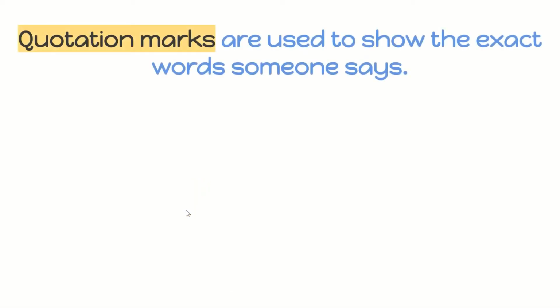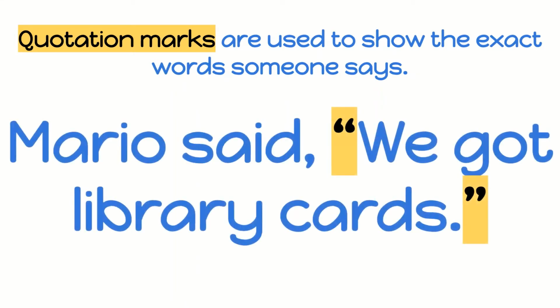The first is that quotation marks are used to show the exact words that someone says. They only go around the words that a character is saying. For example, Mario said, "We got library cards." Notice the quotation marks are only around the words that Mario is saying. Mario wouldn't walk around saying, "Mario said we got library cards." He would just simply go, "We got library cards."